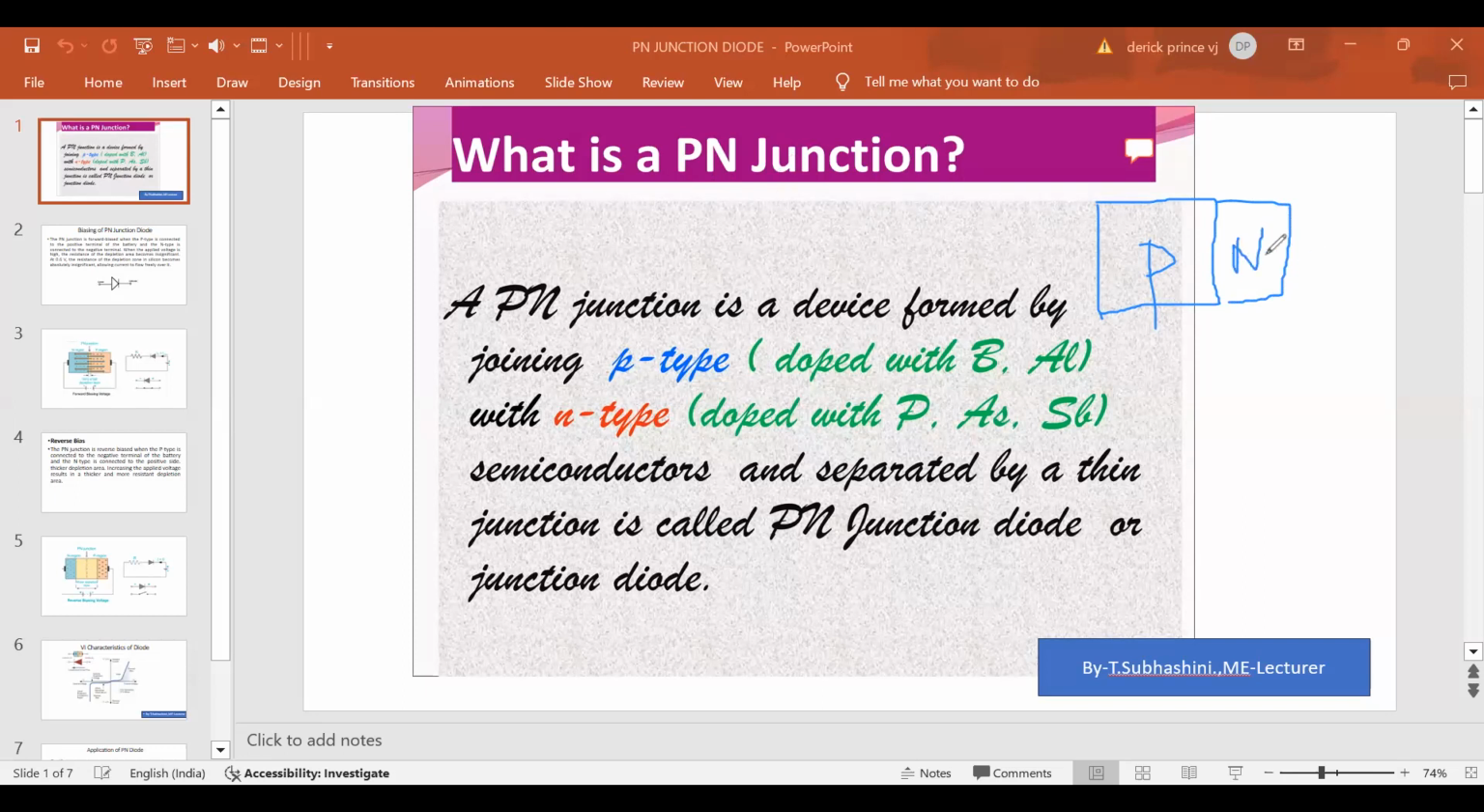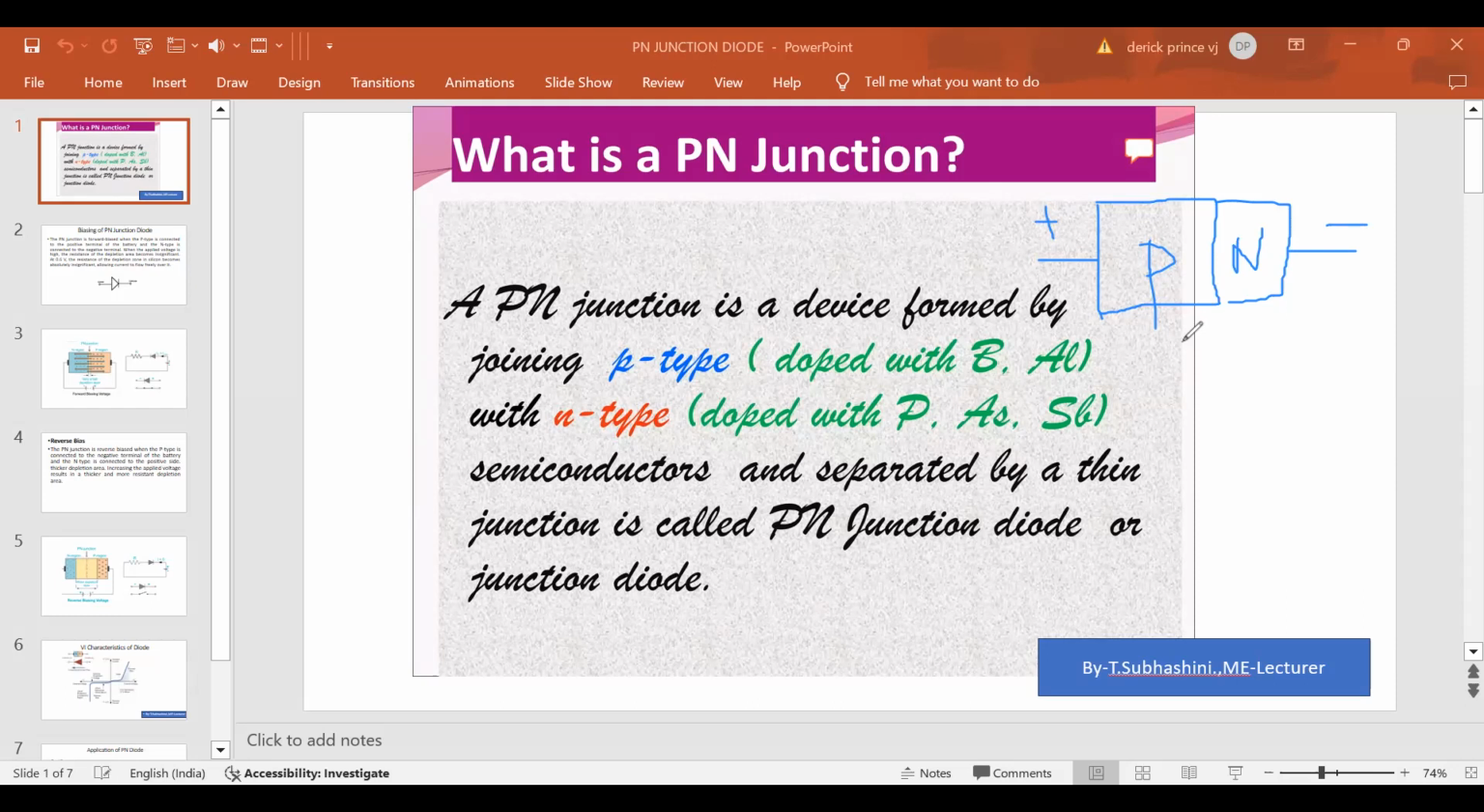That is PN. The junction between this P and N is called a junction. So, P holes are taken and N electrons are taken. And this is the anode terminal and this is the cathode terminal. This is basically called a PN junction diode. Diode means that it is going to convert AC into DC.